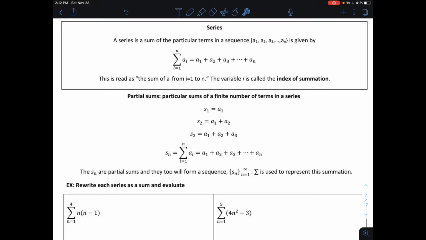Now, the way that you would read this is the sum from i equals 1 to n of whatever this expression is, and then whatever our sum is. The variable i, in this case, it could be any variable, is called the index of summation. We're going to start by finding sums, and then progress forward into some more complex ideas, where we would look at convergence or divergence of some series like we did for sequences, in some later videos.